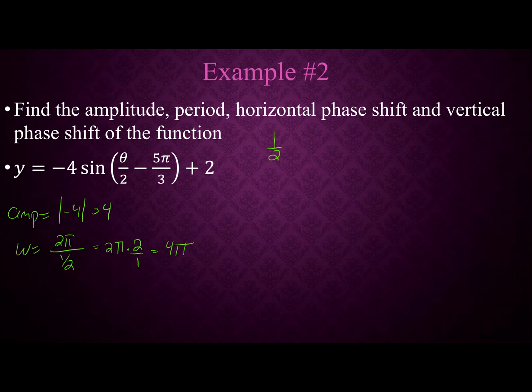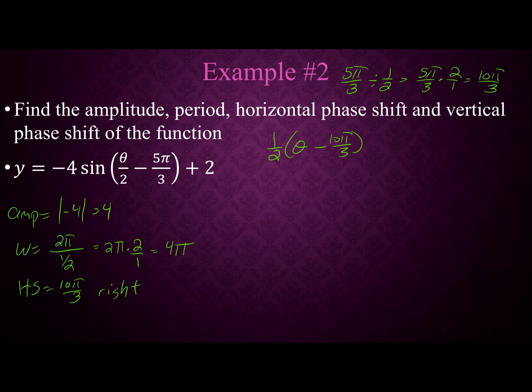The horizontal shift, we're factoring the 1/2 away from theta and from the 5 pi over 3. So if we do 5 pi over 3 divided by 1/2, we're doing 5 pi over 3 times 2 over 1, which is 10 pi over 3. So that's our horizontal shift. It's 10 pi over 3. And we're going to the right because it's a minus sign. We're not writing a -10 pi over 3. We're just writing 10 pi over 3. The minus sign tells us the direction, and the direction is going to the right. And then the vertical shift is the +2 at the end. It's positive, so we're going up, so it's 2 up.